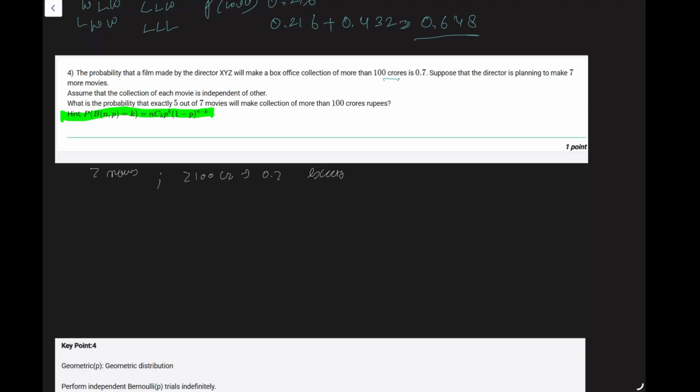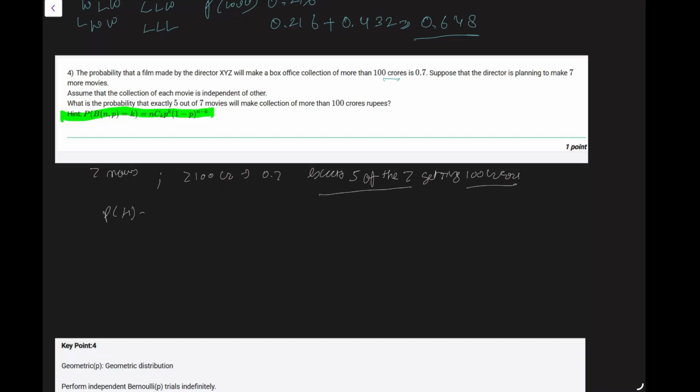Exactly is what we are looking for here, not at least, like we did in the previous section yesterday, where we were solving for at least. Here we are doing exactly 5 out of 7 movies getting 100 crores, which is a unit of number. So recognize the setup. How many trials are there? Trials are 7 movies. Each trial has 2 outcomes: a box office hit or a box office failure.